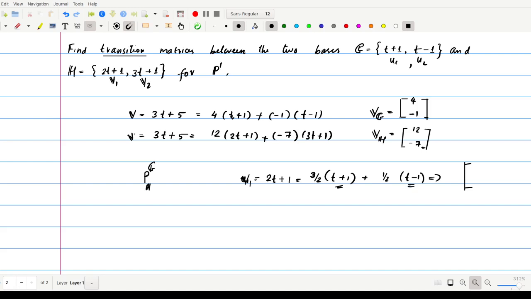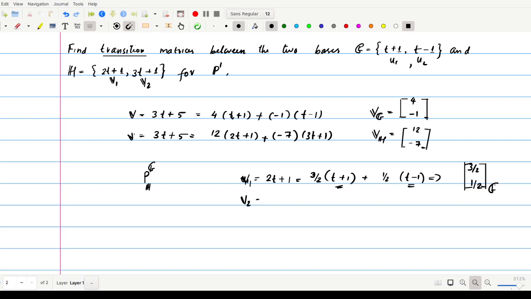So this will give the coordinates of this 2t plus 1 relative to the basis g. Here we have g, consisting of the scalars 3 by 2 and 1 by 2.